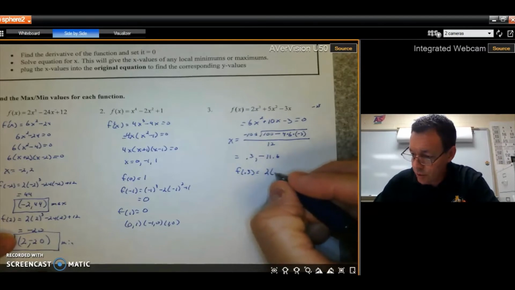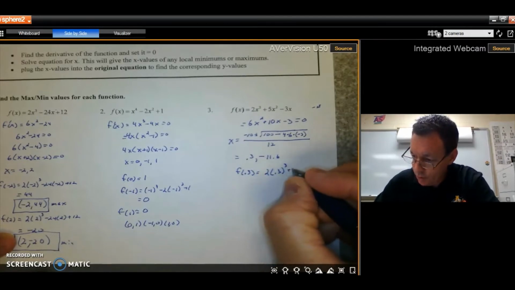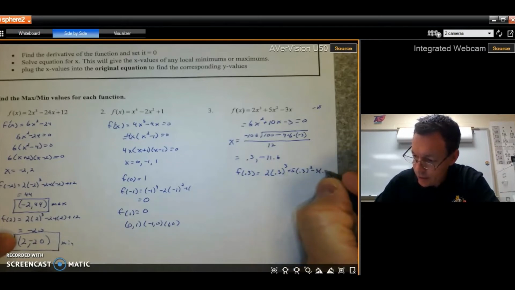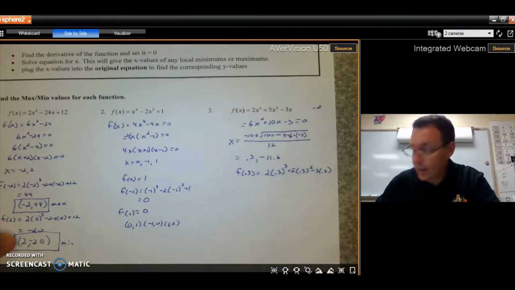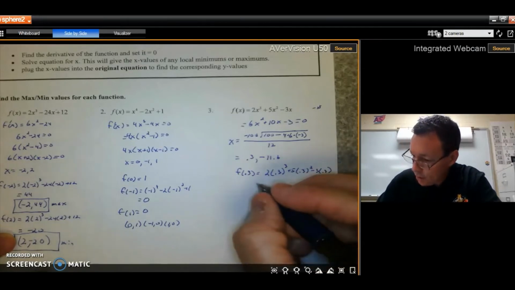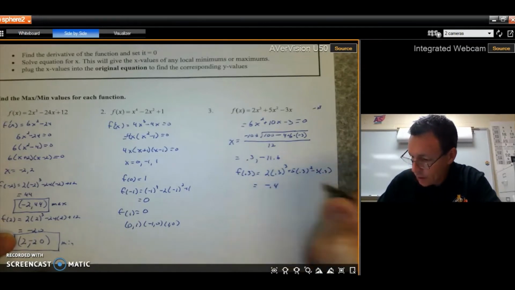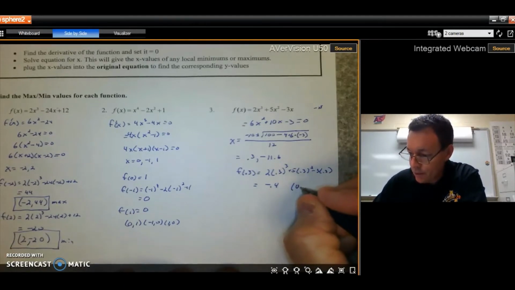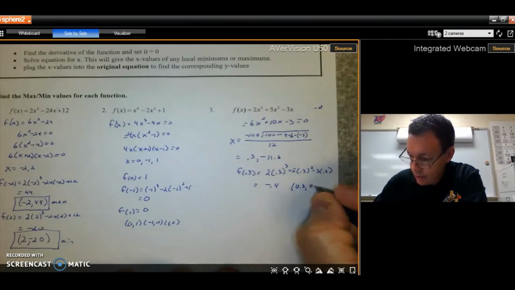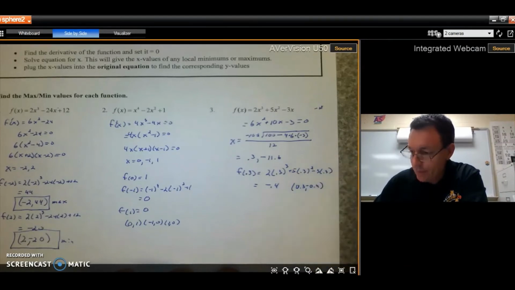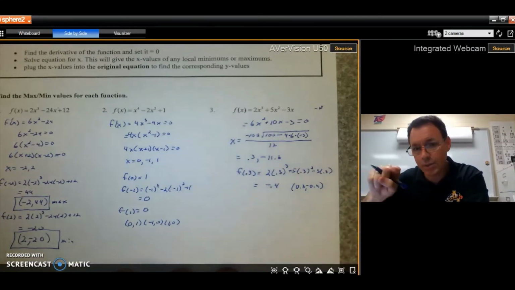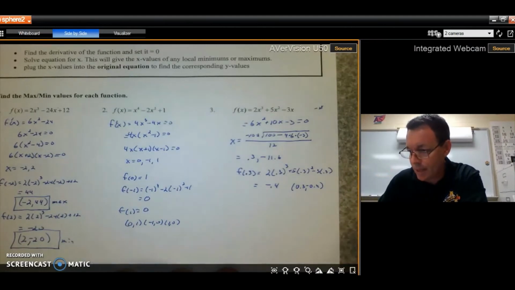So 2.3 cubed plus 5.3 squared minus 3 times 0.3. Okay, so plug that in your calculator. You will get negative 0.4 as an answer. Now I know that's not pretty, but the point 0.3, negative 0.4, that's one of our local minimums or maximums. Probably a minimum since it's below the x-axis. It's going to be a place where we went through and then turned around and came back up.